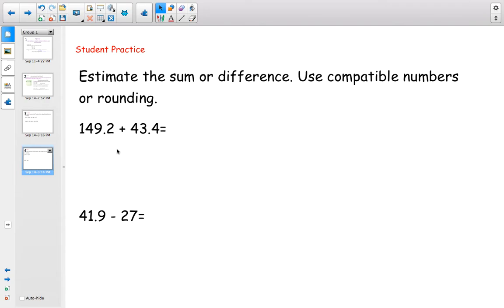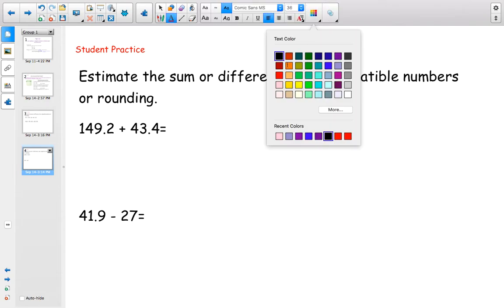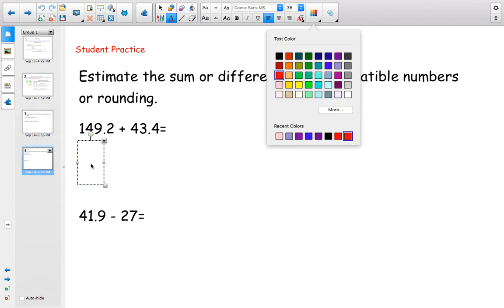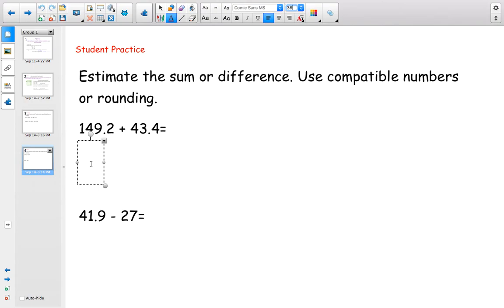Okay, so we can do this again. We can do this 2 different ways. So we're going to do both ways just in case we all did something different. So first, let's do this with rounding. 149 and 2/10, if we're rounding to the nearest 100, we would round down to 100.